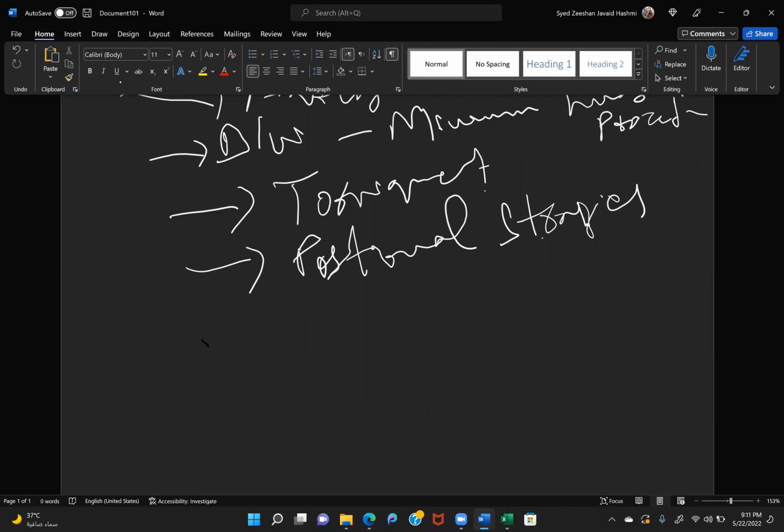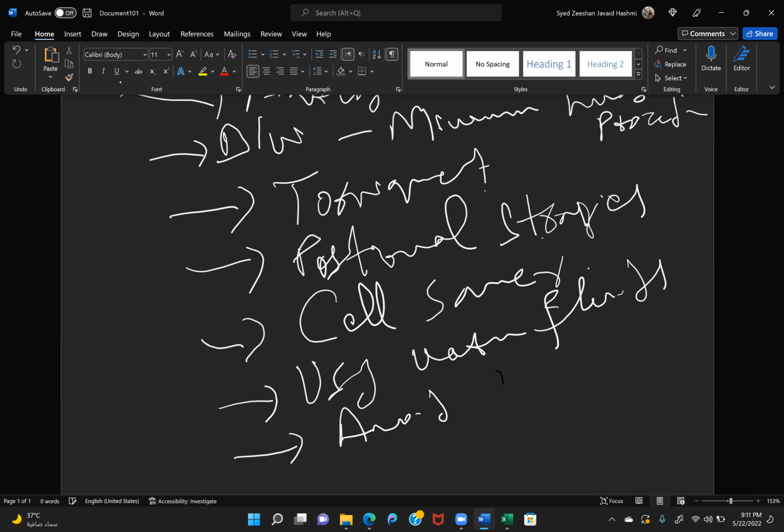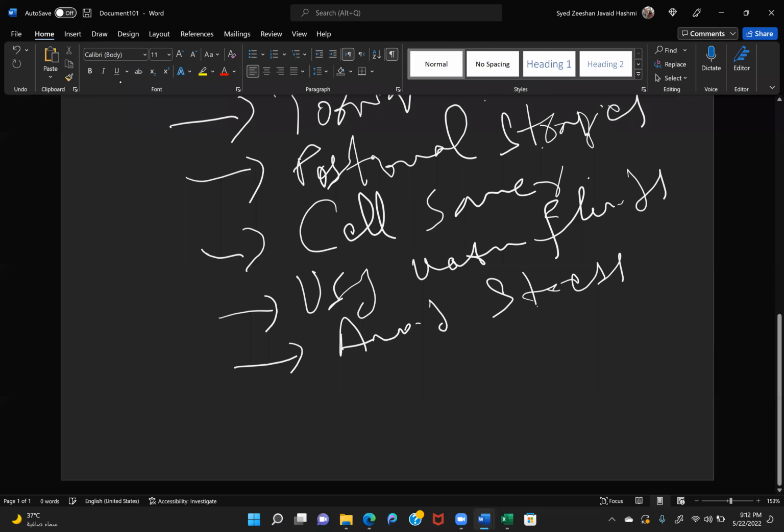Then what else? Tourniquet. Then what else? Use of cell saver. Then what else? Using warm fluids. What else? Avoiding stress. If it's possible, we can use autologous transfusion.